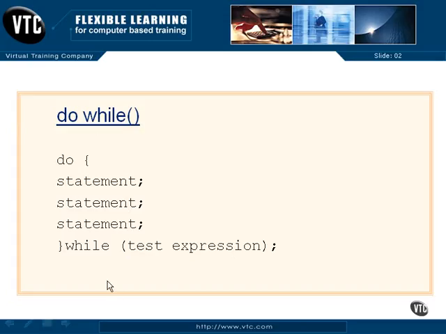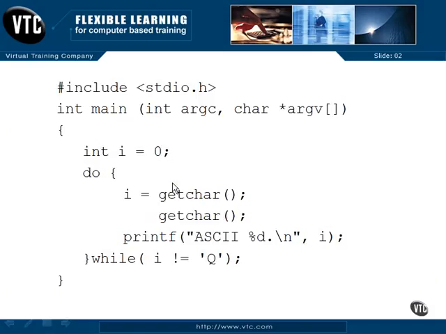If it's false, we move on. If it's true, we do the loop again. Pretty simple, but necessary. Here's an example of some code. Normal headings up here, standard I/O, and all the usual things we've looked at.